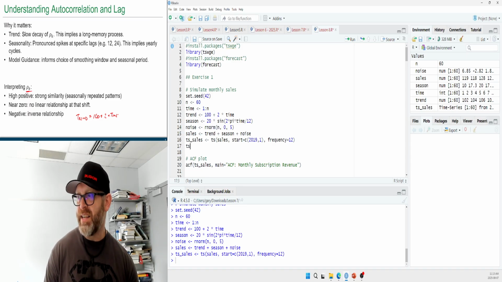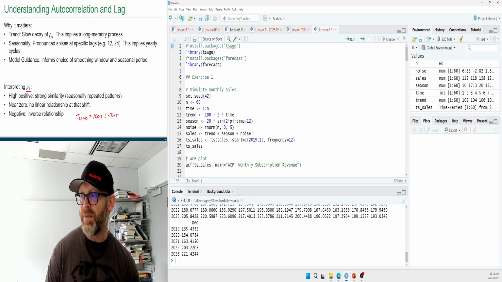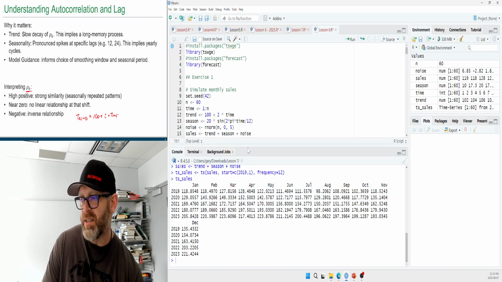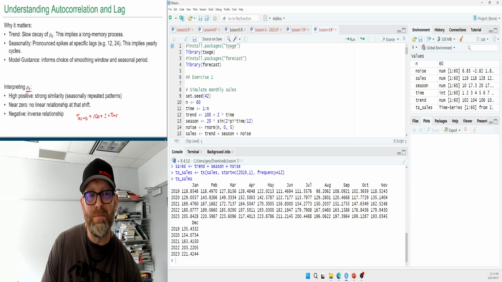Now notice if I do ts_sales, I don't have this in here, but if I wrote this down, look at how the data is already presented to us. So it knows it has a frequency of 12, so it's based upon every single month, starting in the year 2019. So I've got January 2019, and I've got my first point inside of here. So remember, again, this is just the trend, the seasonal component, and the noise that is added on. So 118 and change, 118 and change for February, so on and so forth. And yeah, this is my time series.